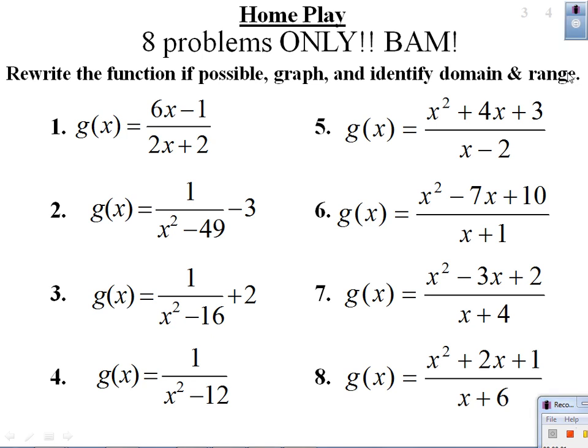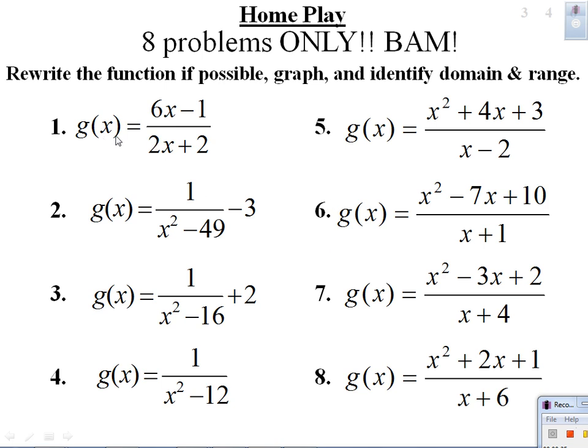All right, our homework for tonight is only 8 problems. Bam. It's rewrite the function if possible and graph. It says identify domain and range, and for tonight's homework I do want to see domain and range for numbers 1, 2, 3, and 4. For the last 4, you don't have to identify domain and range, just for the first 4.